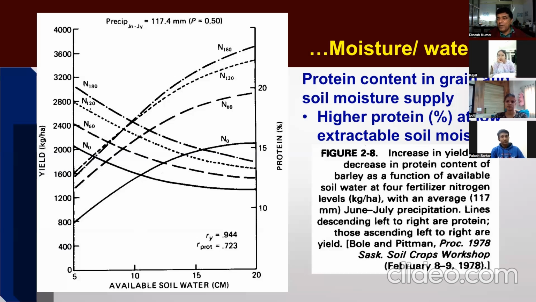Means if you want more and more yield, you can increase the yield in cereals, in barley, by increasing the fertilizer doses. But you need to increase the water availability also. But under such cases where you are increasing yield by increasing the water availability, then the protein content will decline.